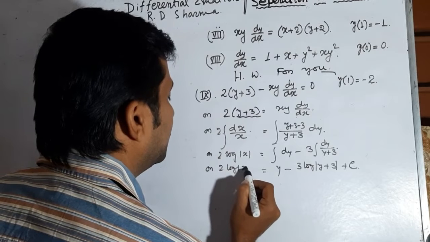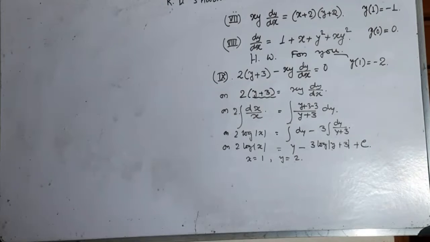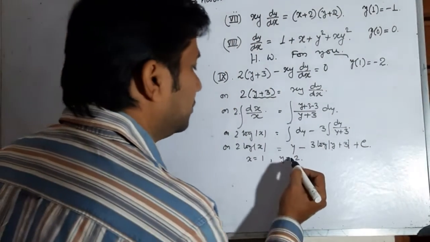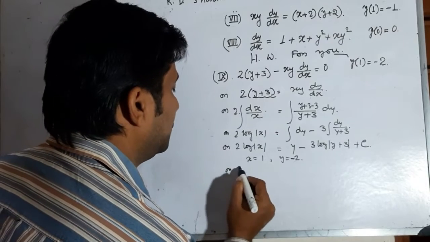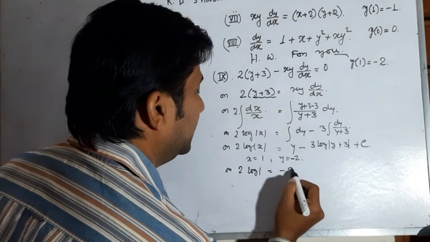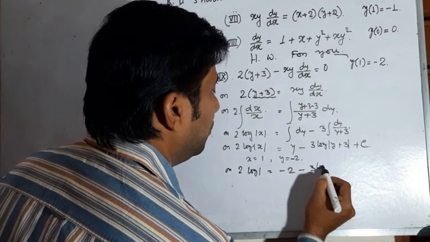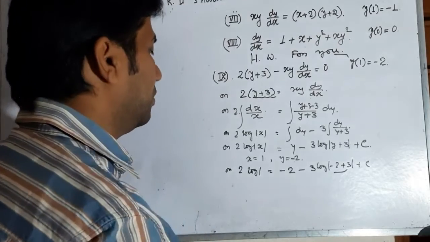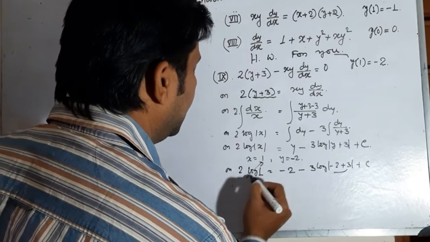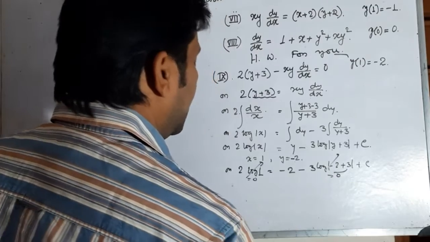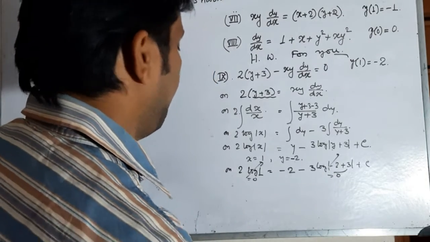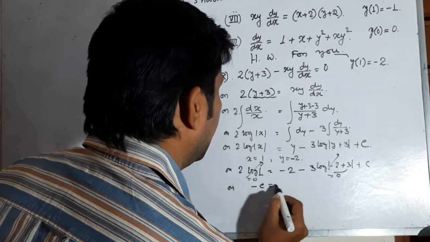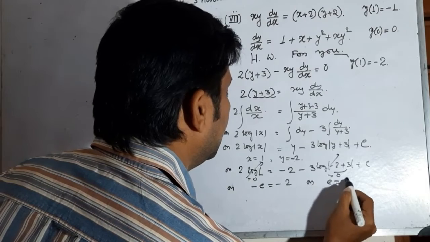Now putting the particular value, that means x is equal to 1 and y is equal to minus 2, you get 2 log 1 is equal to minus 2 minus 3 log of minus 2 plus 3 plus c. Log 1 means 0, and this is also 0. Then minus c is equal to minus 2, or c is equal to 2.